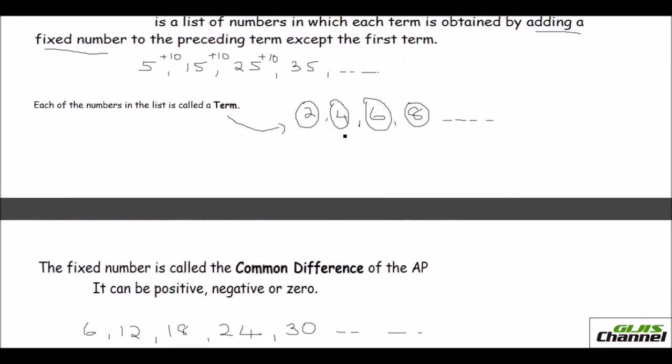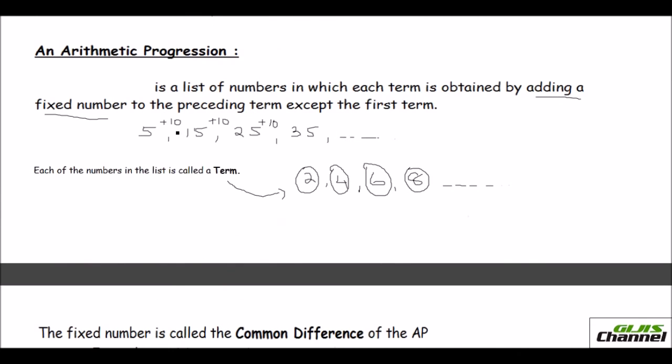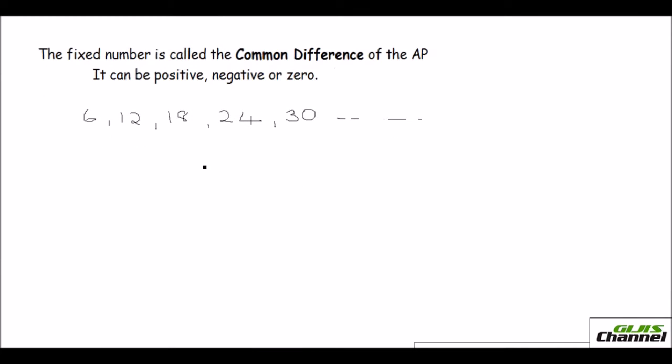Okay, in this previous example I kept adding 10, so the common difference between the terms is 10. So that is how you get this.